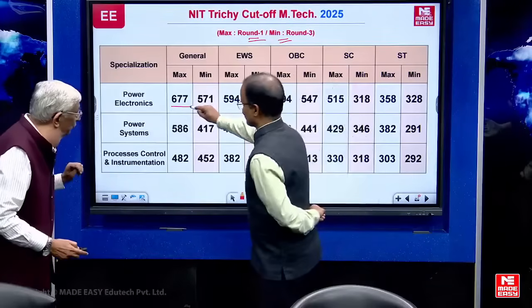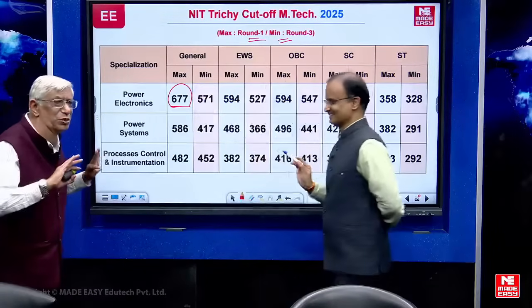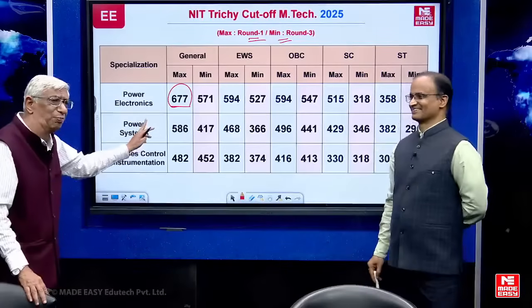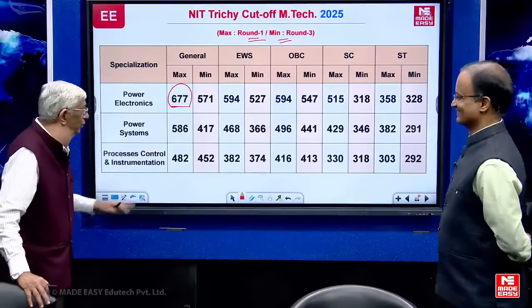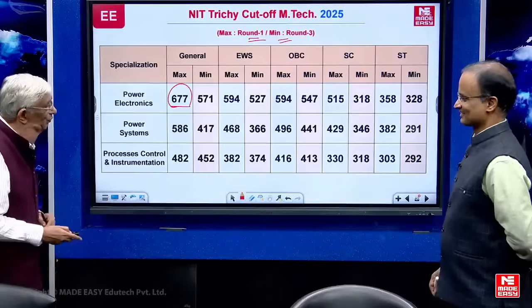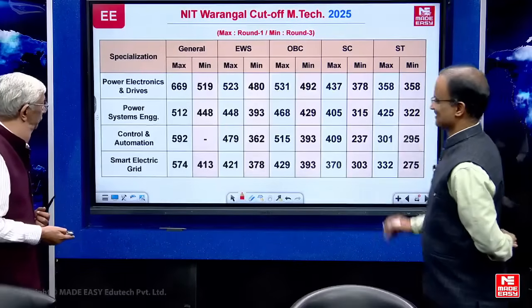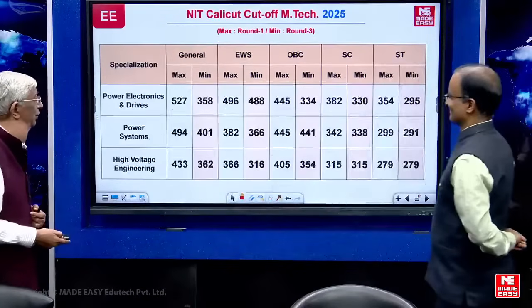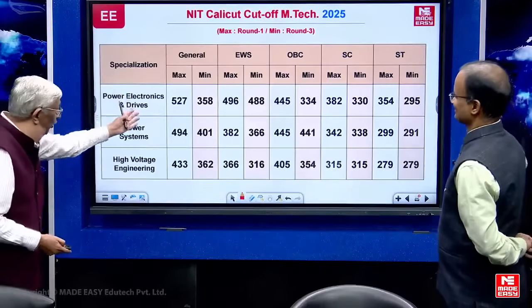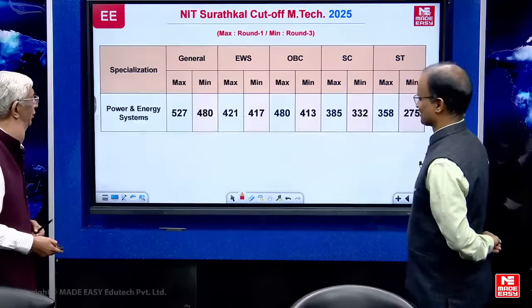Students can understand one point, sir. Whichever have the high cutoff, there is more demand. Straight away, and this is the pattern. This is the pattern which I have consistently observed during the last 3 years. Yes, sir. They can easily identify based on the cutoff. For Warangal, look here also, sir. Follow 669 highest. Within Calicut, 527 is the highest. Everywhere power electronics is highest for electrical core branches.